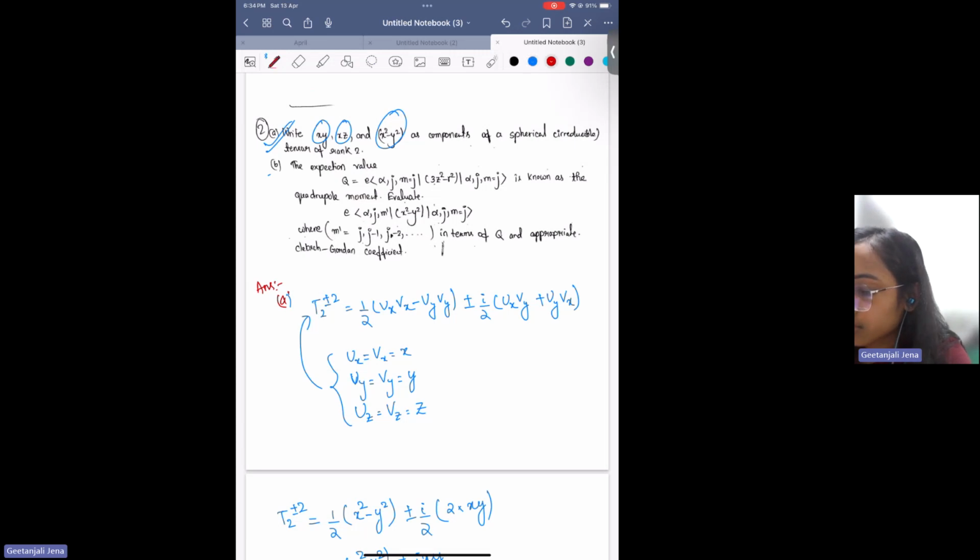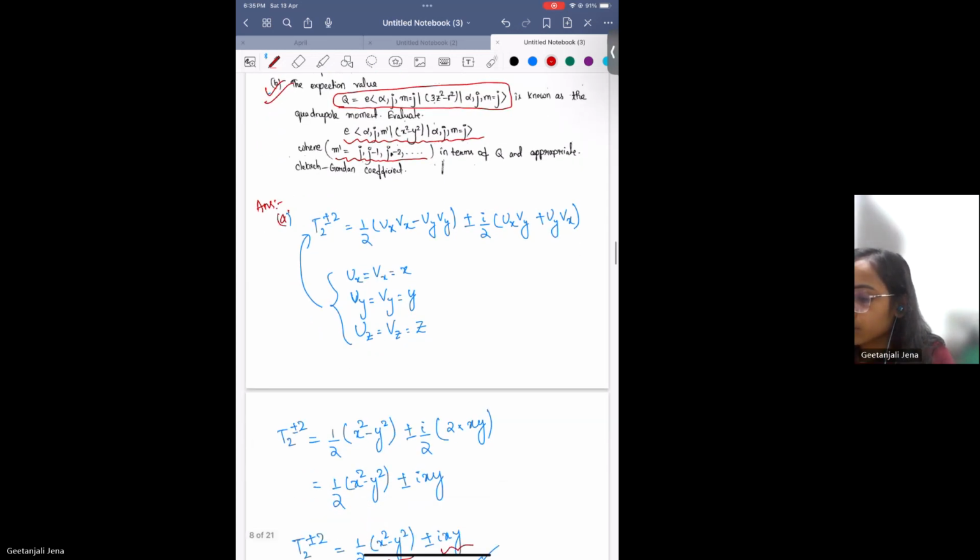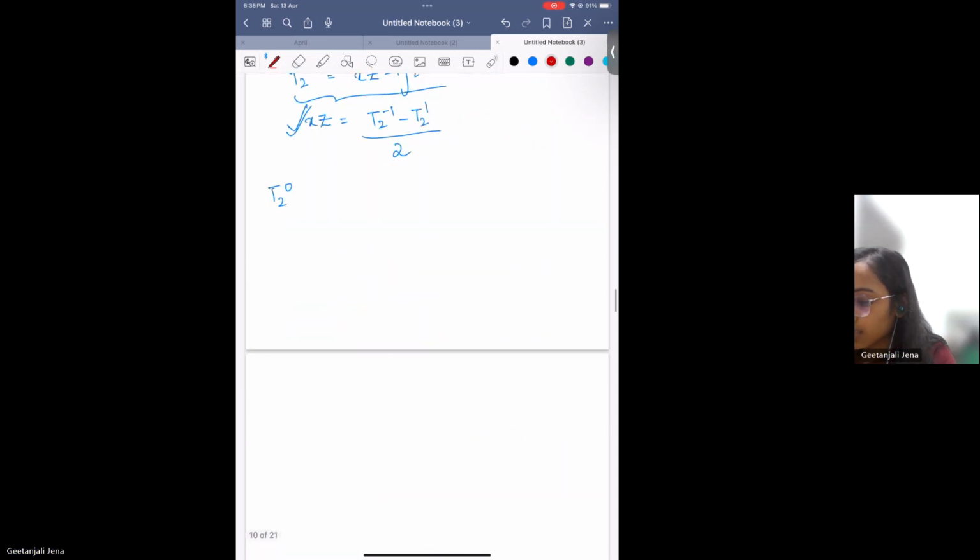So the second part is the expectation value Q is written as this expression. And here Q is the quadrupole moment. Now it is asking to evaluate this matrix component where m prime is j minus 1, j minus 2 in terms of Q and appropriate Clebsch-Gordan coefficient. Okay. So now let us see how we can calculate the B part.